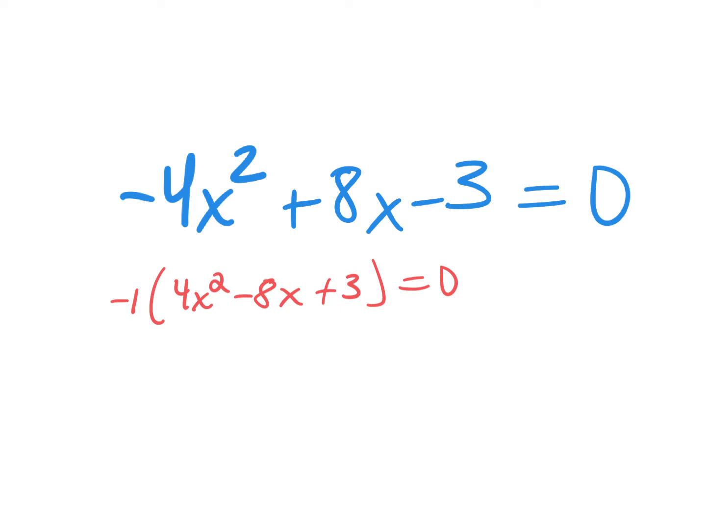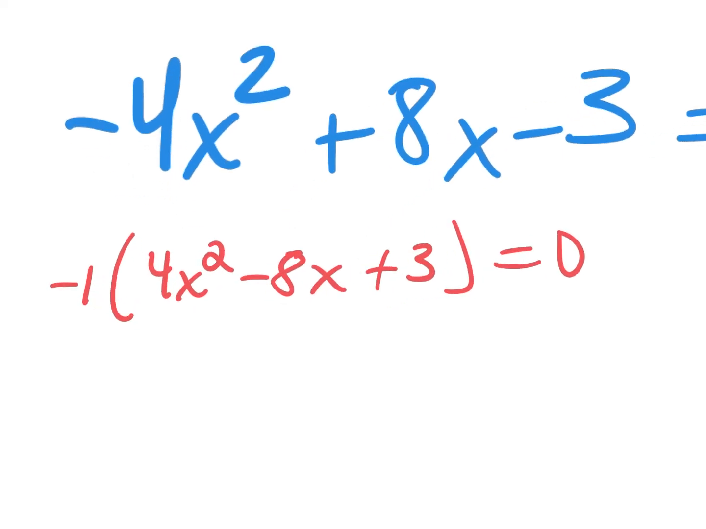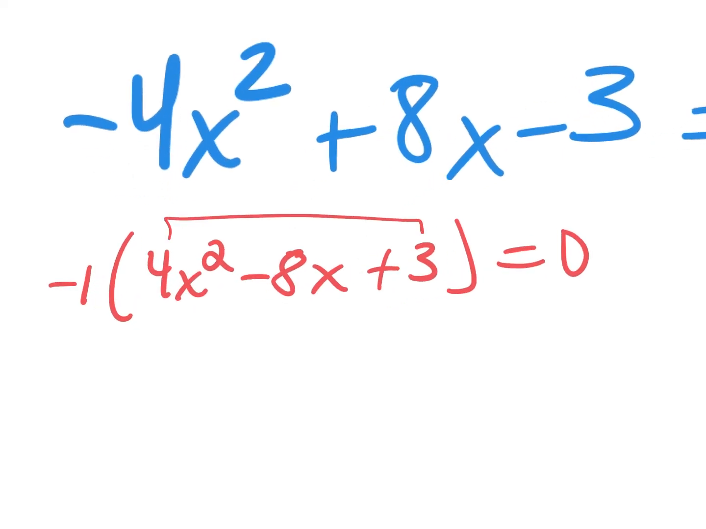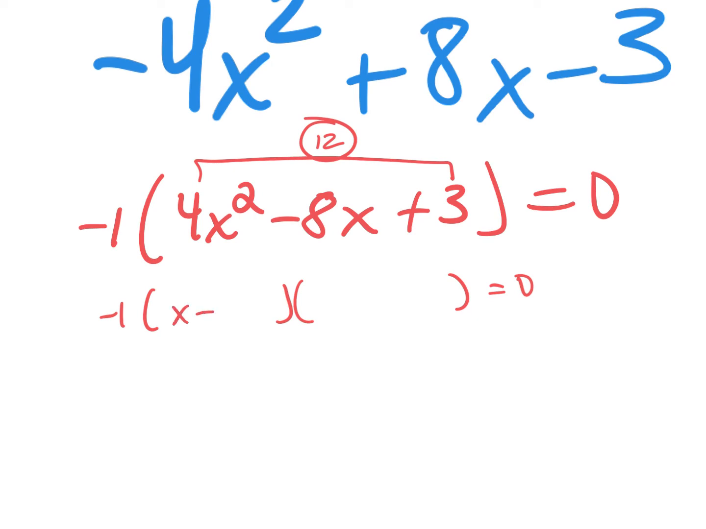All right, so now what do I do, guys? A times C. 4 times 3 is 12. What are the factors of positive 12 that multiply to give me positive 12, but add to give me a negative 8? X minus 6, x minus 2. Yeah? Okay.